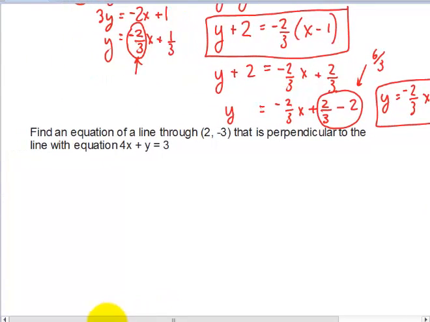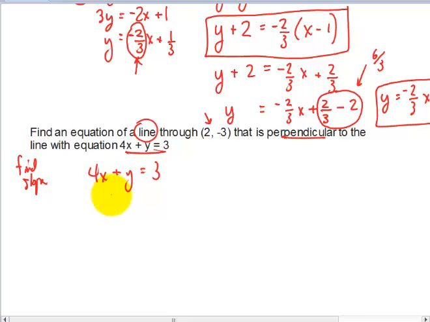The next problem is to find an equation of a line that goes through another point and is perpendicular to an equation in standard form. So what we're going to do here is we'll solve again for the slope. So we have 4x plus y equals 3. Then we have y equals -4x plus 3. Our slope is equal to -4.